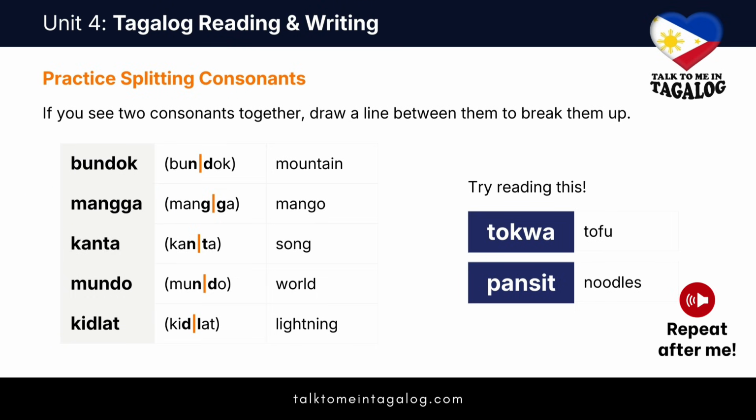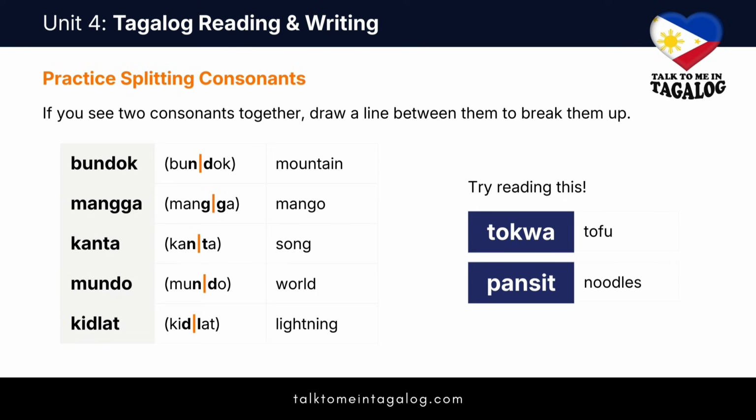Another example, kanta, meaning song. Letters N T are together, so split them as kanta. Next we have mundo, meaning world. Split N D, mundo. Kidlat, lightning. Split D L, kidlat.